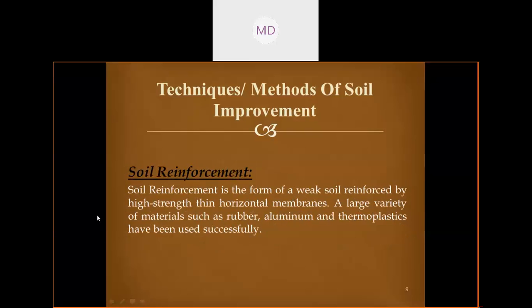These high strength membranes are inserted inside the ground where the soil is weak. Then these are inserted inside the ground to give support or to hold the soil from collapsing. It prevents the soil from collapsing.